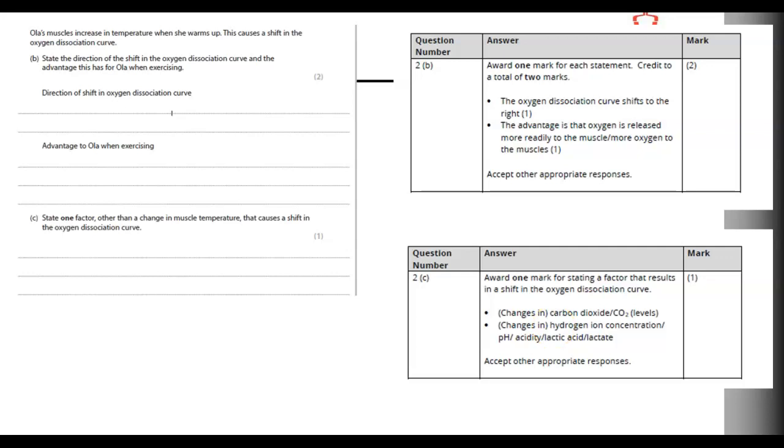Okay, so that is the end of the lesson. Don't forget that memory hook, Dr. Taco.